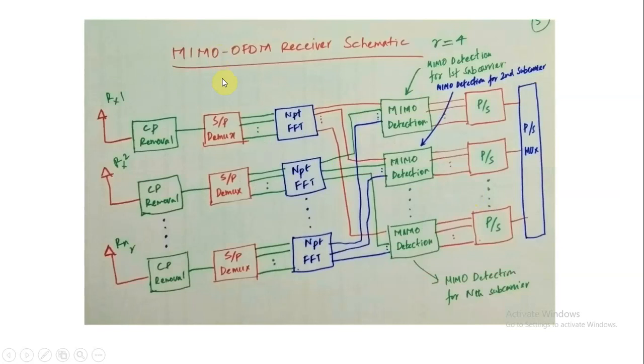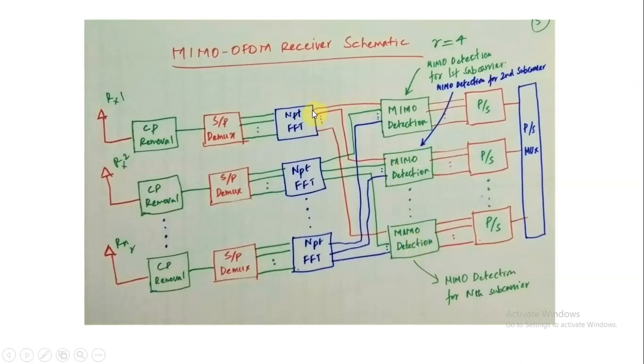So we can now see what happens at the MIMO OFDM receiver. If you look at each chain at the receiver, depending on how many receive antennas we have, at each receive antenna the CP is removed, there is serial to parallel conversion, then there is an endpoint FFT, and then the output goes into MIMO detection. So MIMO detection is happening for each subcarrier at each RF chain of the receive antenna. MIMO detection for the first subcarrier is performed here, MIMO detection for the second subcarrier is performed here, and for the last subcarrier is performed here.